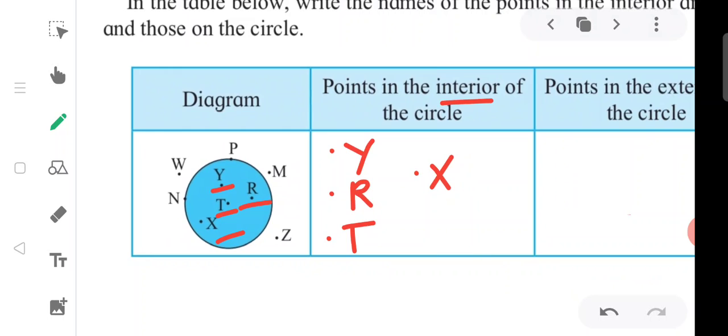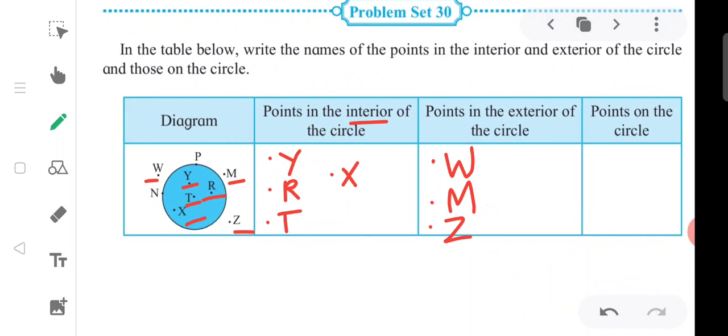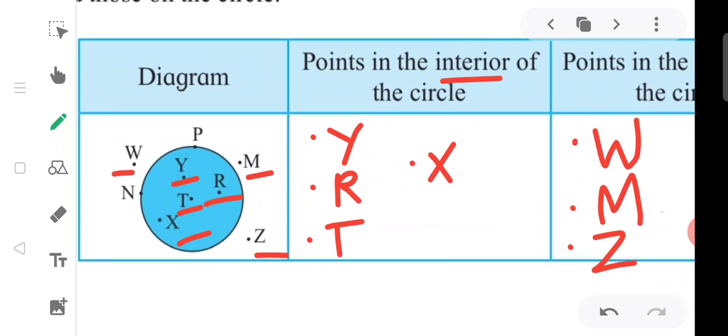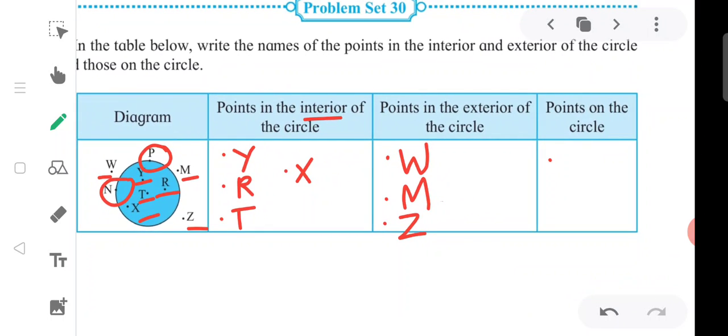Now, in the second one, we have to write the exterior points. Which points are the exterior? Points M, W and Z are the exterior of the circle. So write here point W, point M and point Z. Now we have to write points on the circle. Point P and point N are on the circle.